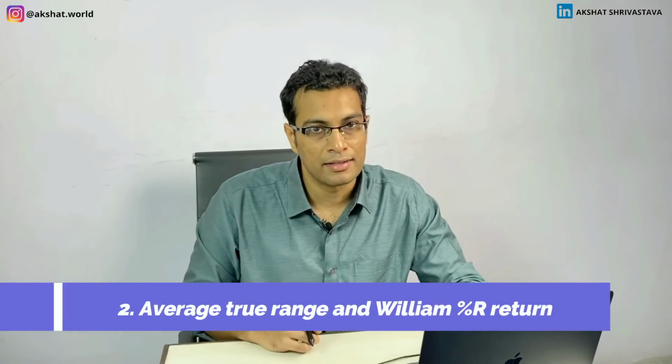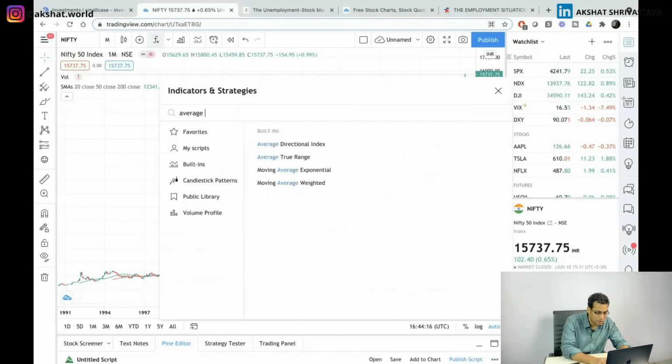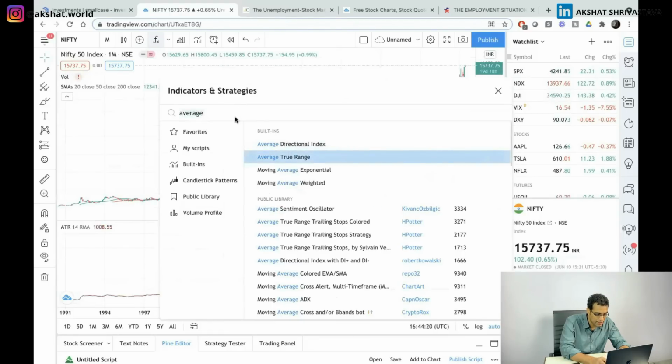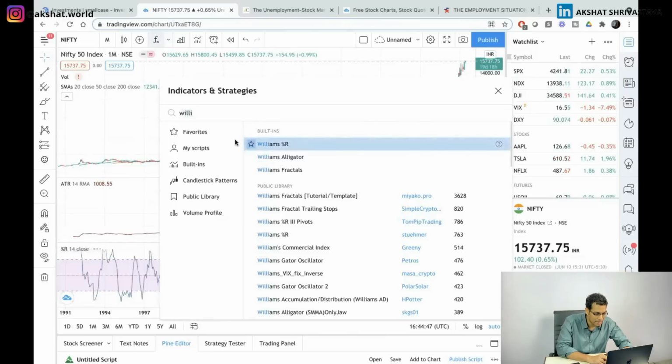The second indicator of a bull market is the average true range and Williams percentage R. Now, please don't worry about the technicalities. I will show you how to implement these technical parameters, but these are great indicators that a bull market run is about to happen or is already happening. So, let's go to the Nifty 50 chart and put these studies in place. I will type out average true range and then put Williams percentage R as my second study.